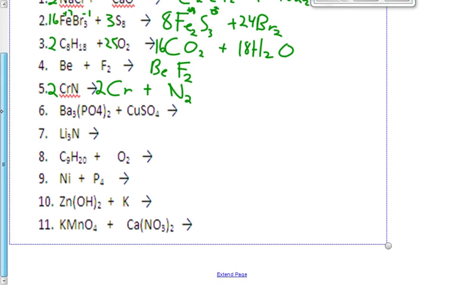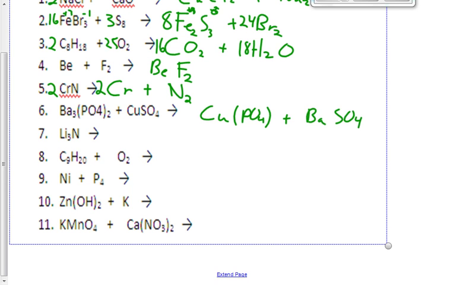Alrighty, so for number 6, I have 2 ionic compounds reacting with each other. So that is double replacement. I'm going to swap barium for copper, meaning that copper is going to end up with phosphates, PO4, and barium is going to end up with sulfate, SO4.